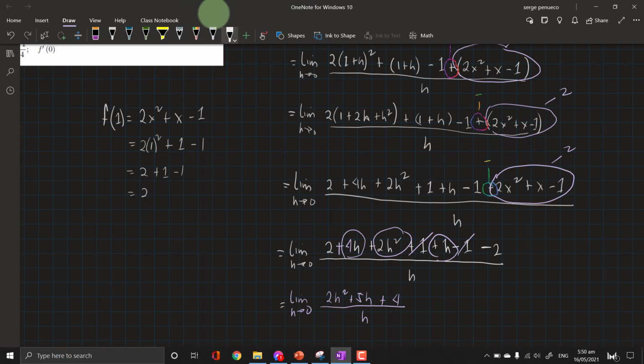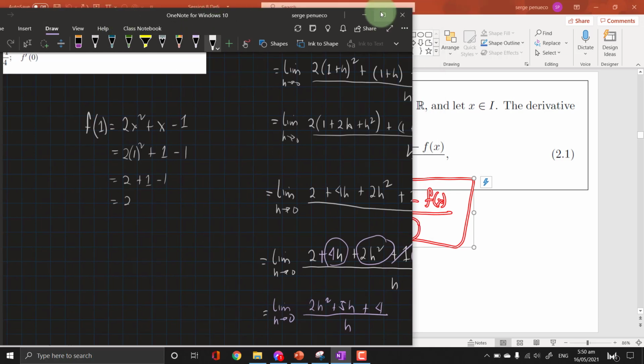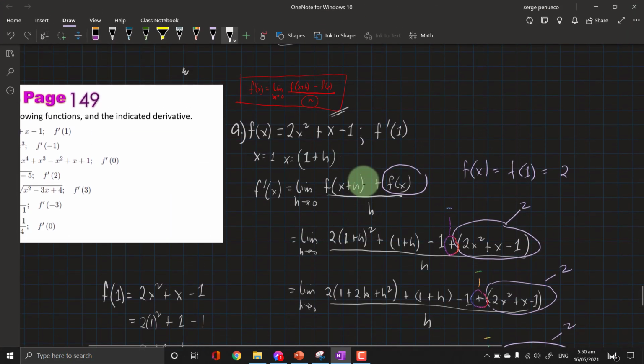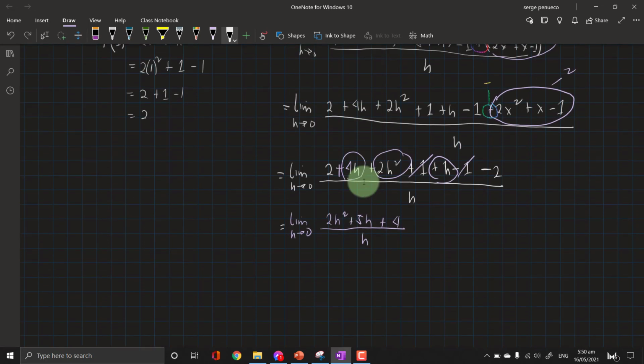Kasi ang ating formula, ay f of x plus h minus f of x. Ang ating f of x ay 2, so dapat minus 2. Okay, so minus 2. So, dapat pala ito. So, this is positive 2, negative 2. Cancel na to. So, natira na lang is 2h squared plus 5h over h.